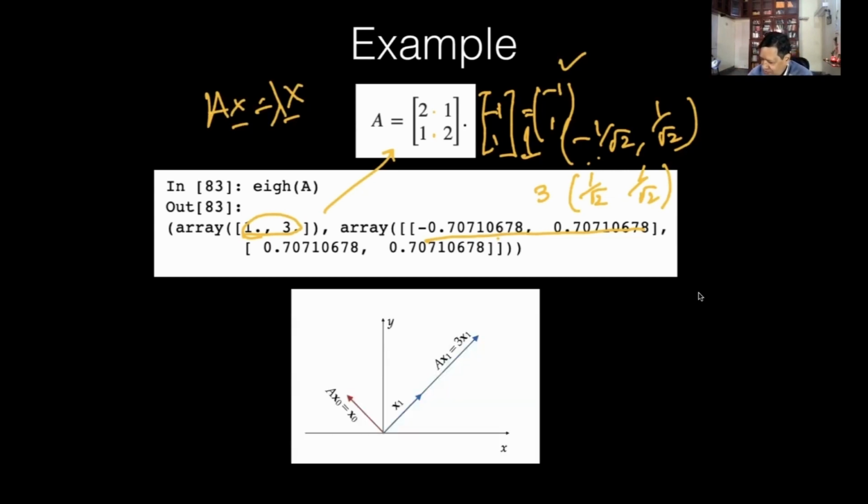Now, geometrically they look like this. Minus 1, 1 is this vector, so x is minus 1 and y is 1, and Ax naught is the same as x naught. But x1, this 1 by root 2, 1 by root 2 vector, is stretched by 3 times. Lambda is 3 means this eigenvector is stretched when you apply A on it. It becomes 3 times longer. So that's the illustration.